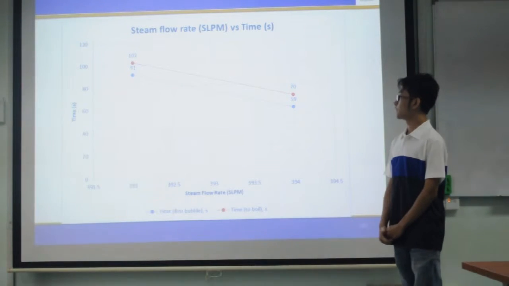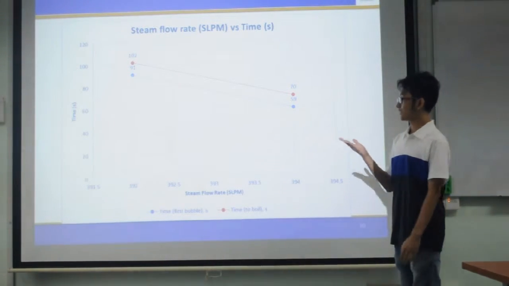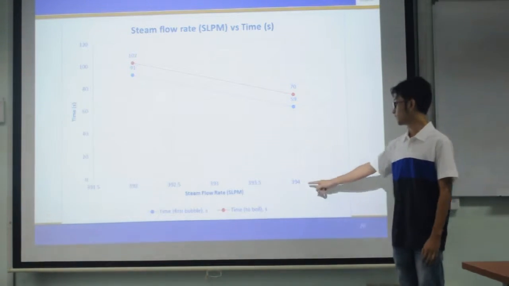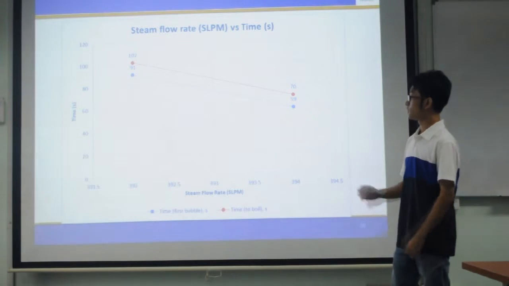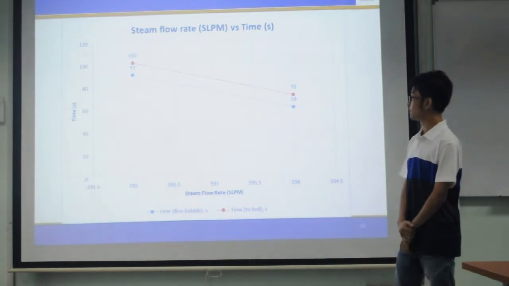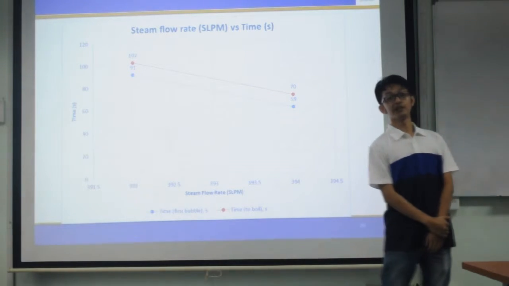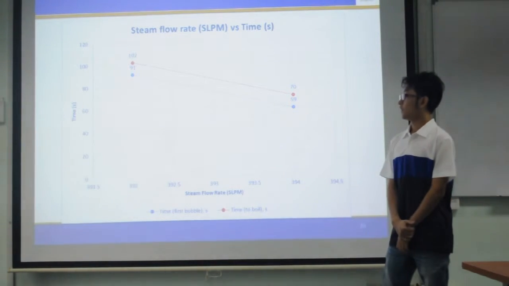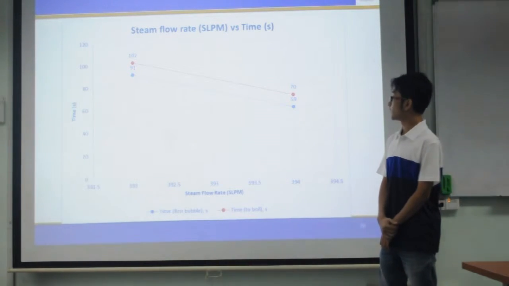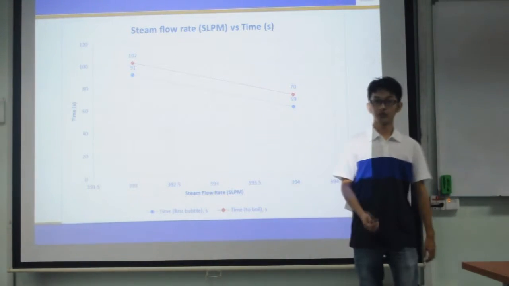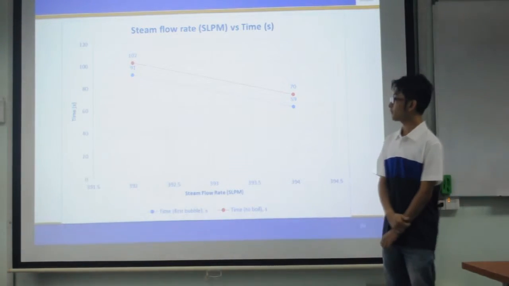This is the graph to represent our result, which tells us that a higher steam flow rate will reduce the residence time in the evaporator, which agrees with the theory. We need to have a higher steam flow rate to get a shorter residence time.